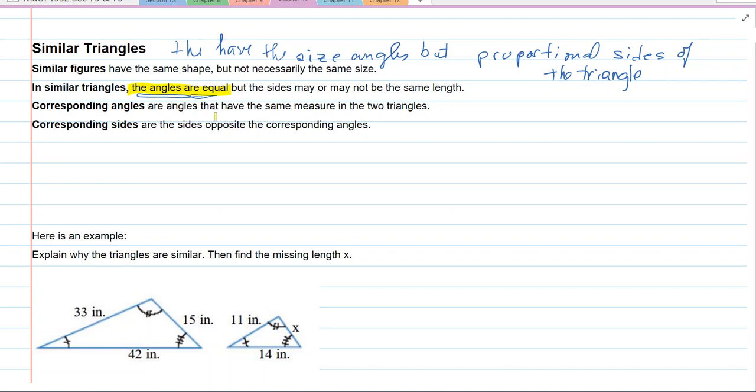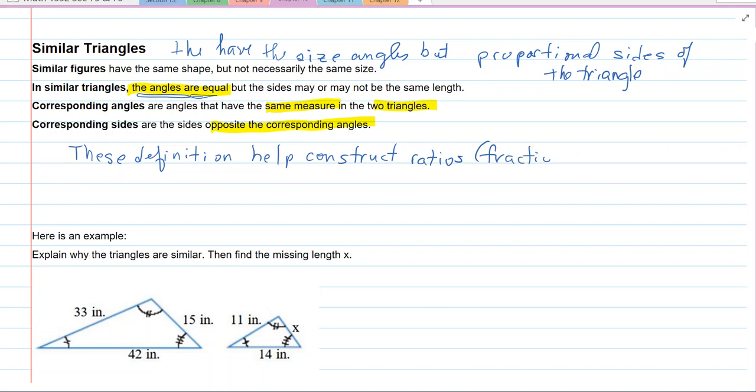Corresponding angles are angles that have the same measure in two triangles. Corresponding sides are the sides opposite the corresponding angles. And this is very important in finding missing sides or missing angles. So, these definitions help construct ratios, that's another word for fractions, to find similar values of sides.